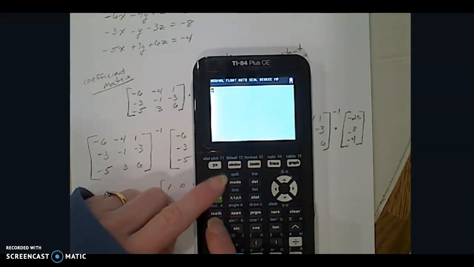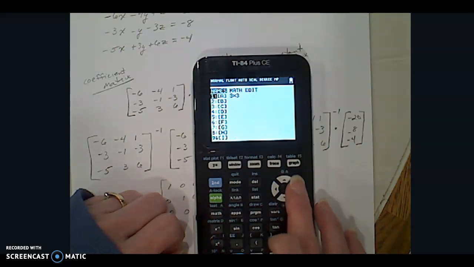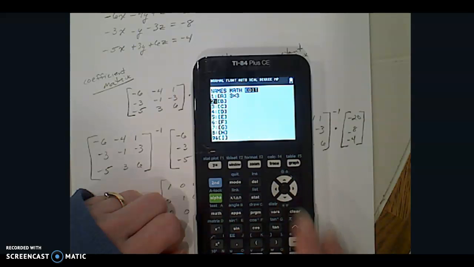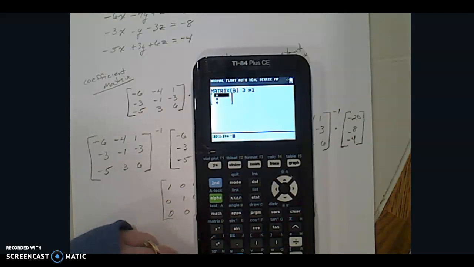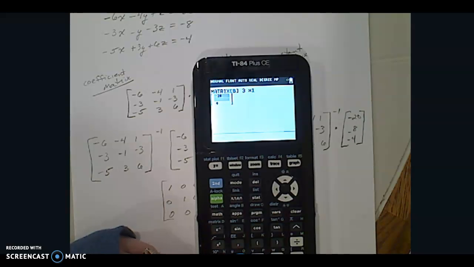I'm going to go back into second matrix. This time I'm going to go over to edit, but I'm going to go down to B, because that's where I'm going to enter in my 3 by 1 matrix, which is my constant matrix. So -20, enter, -8, enter, -4, enter. And then I'm going to second quit, exit out of that.